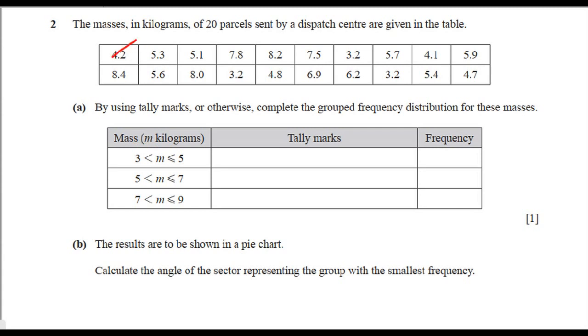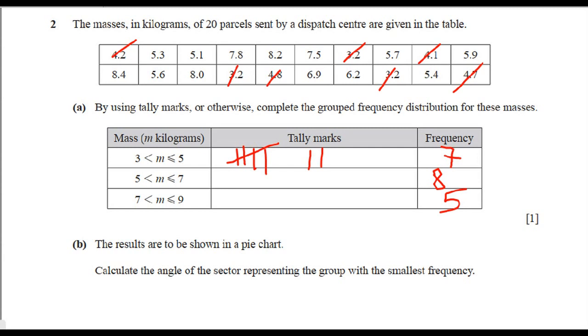This will fall in the range 3 to 5, this will fall in the range 3 to 5, this is also from 3 to 5, and that's it. So 1, 2, 3, 4, 5, 6, 7. If you want to make a tally, we write 1, 2, 3, 4, 5, 6, 7. So the frequency is 7. Similarly, you can do the rest of the counting and you get 8 here and you get 5 here.